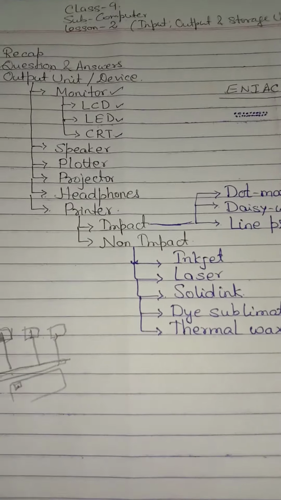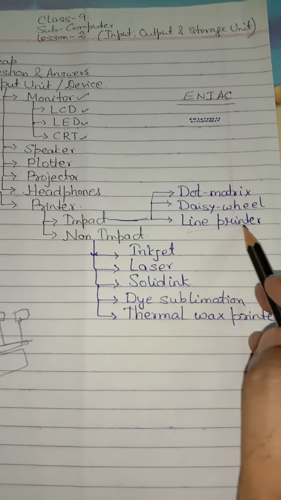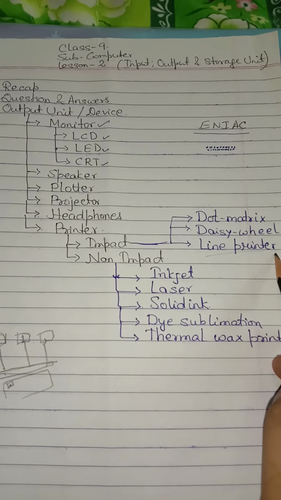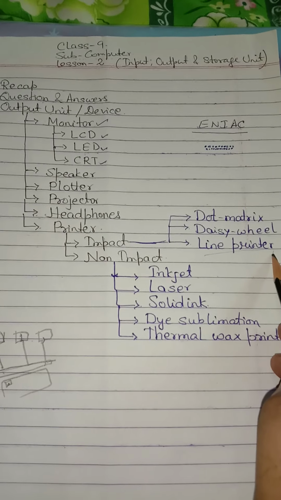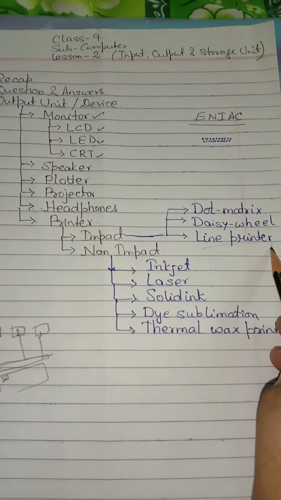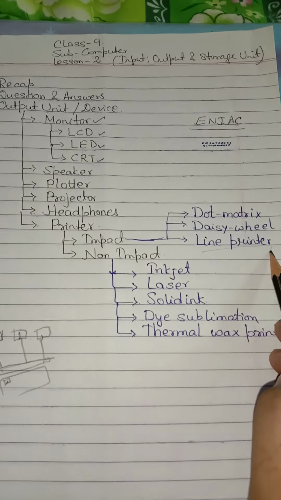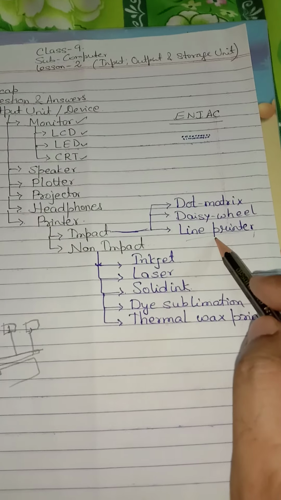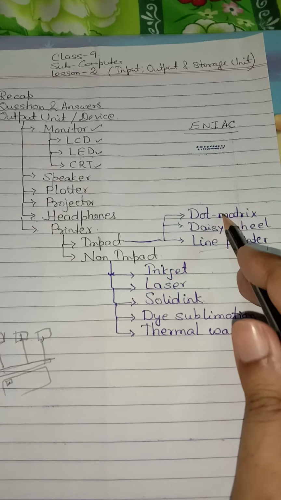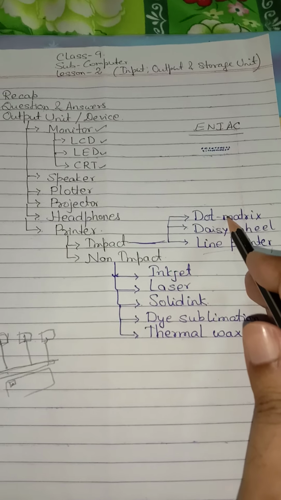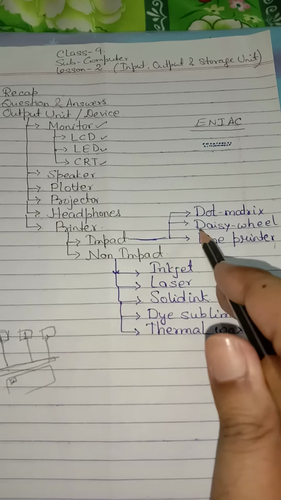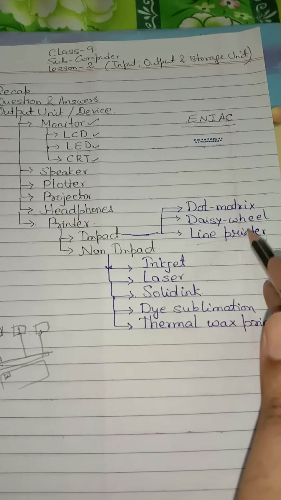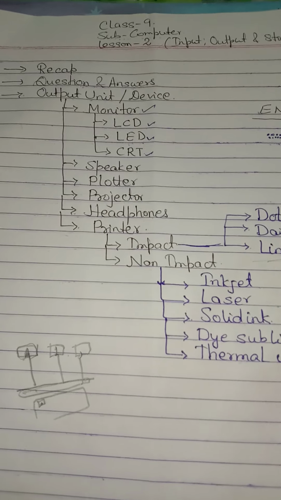The next type of printer that we have is line printer. Line printer is very similar to the daisy wheel printer. But the main difference is that the line printer is much faster compared to the dot matrix or daisy wheel printer. The line printer allows multiple characters to be printed on the same line. So this was the line printer.